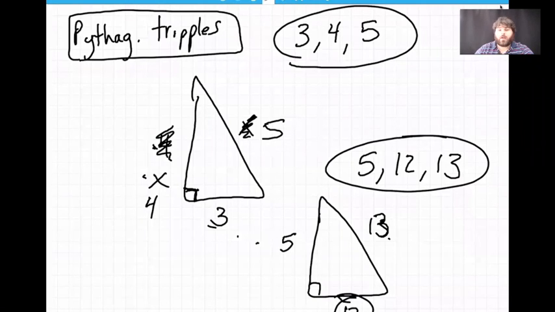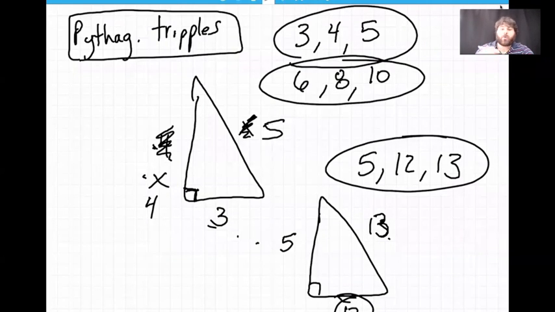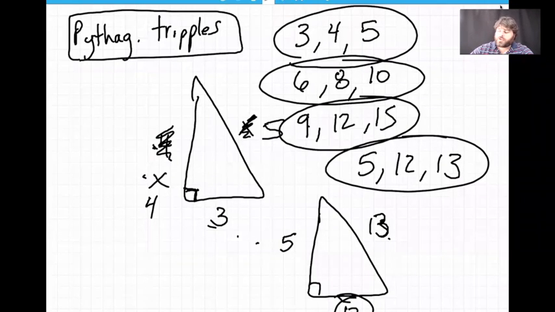Okay? Now, not only does 3, 4, 5 work, but any multiple. So if I were to make this a 6, 8, 10, it would work as well. That's a multiple of 3, multiple of 4, multiple of 5. So if I double 3, 4, and 5, I get 6, 8, 10. That's going to be a Pythagorean triple as well. If I triple the 3, I get 9, triple the 4, I get 12, triple the 5, I get 15. That's also a Pythagorean triple. So you can see any multiple of 3, 4, 5 is going to work.